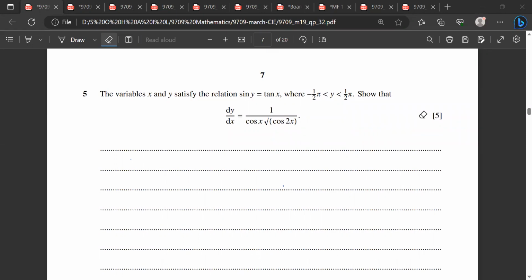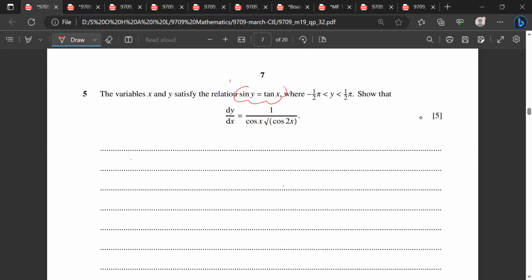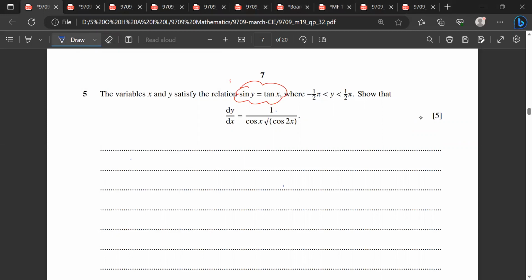So this equation is given, and this is an implicit equation, and we are looking for dy by dx. Sin y is equal to tan of x. So this is an implicit equation. I'm going to differentiate it with respect to x.